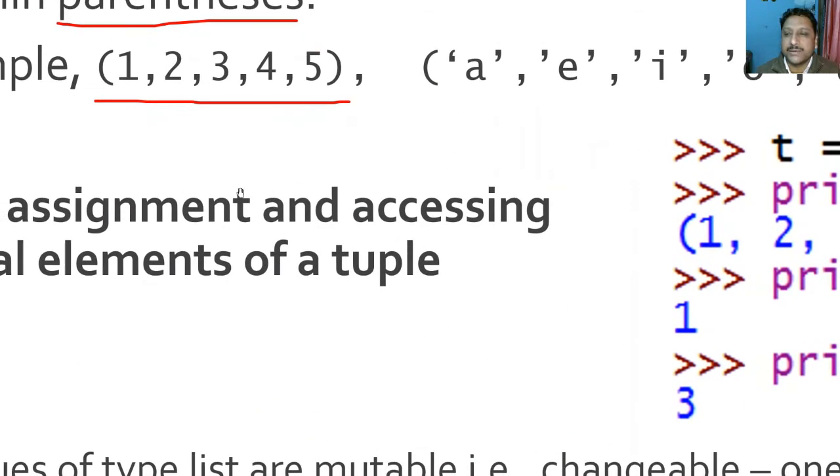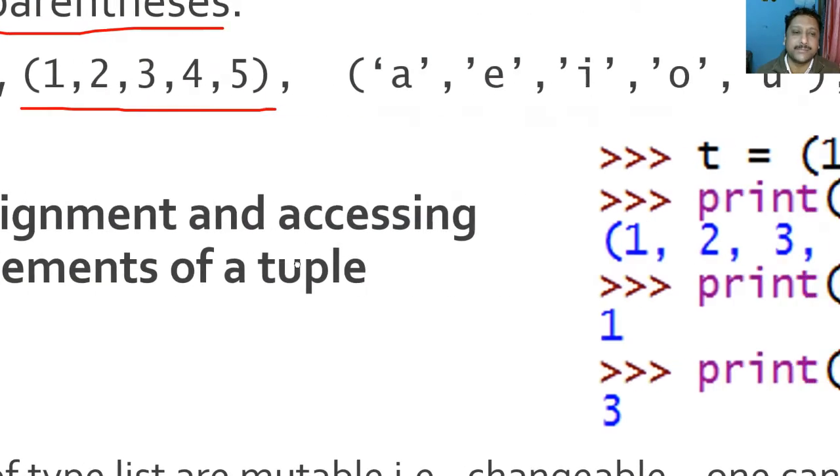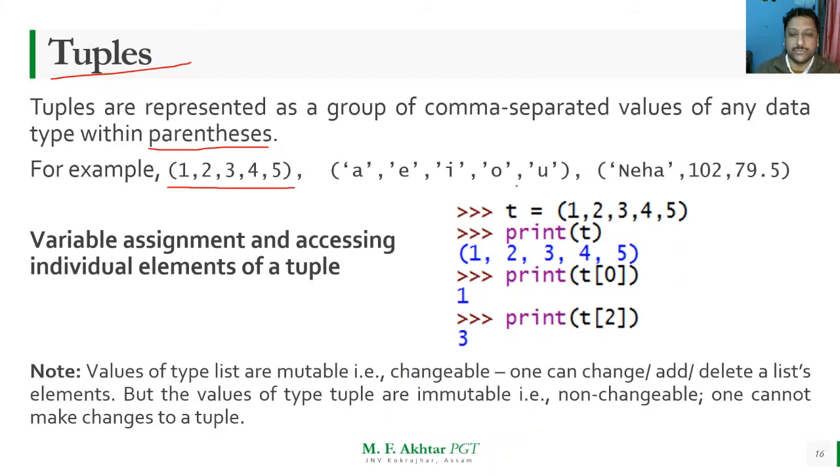Now variable assignment and accessing individual elements of a tuple. See here what happens. Here we have created a tuple, t equals like this, then we print it, and it is displayed like this. Then we print the first value of the tuple, t[0], and 1 is displayed here, and the third value t[2] is 3. If we want to change any individual value, it is not possible with a tuple, so it will give you an error if you try.